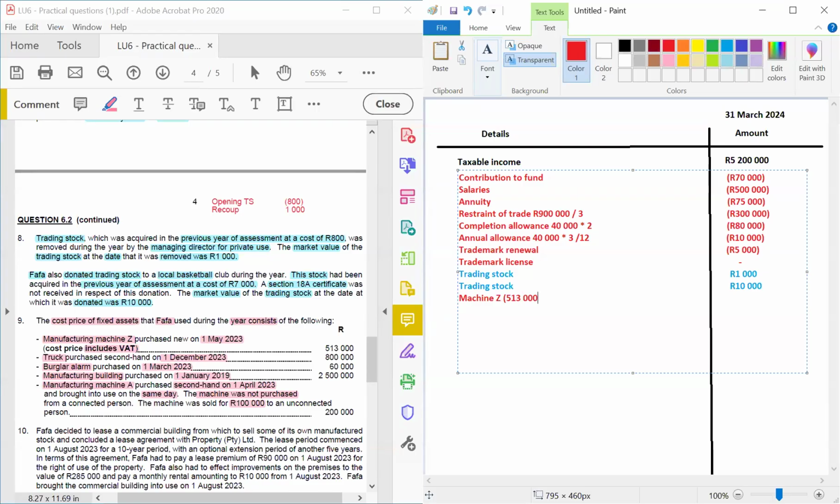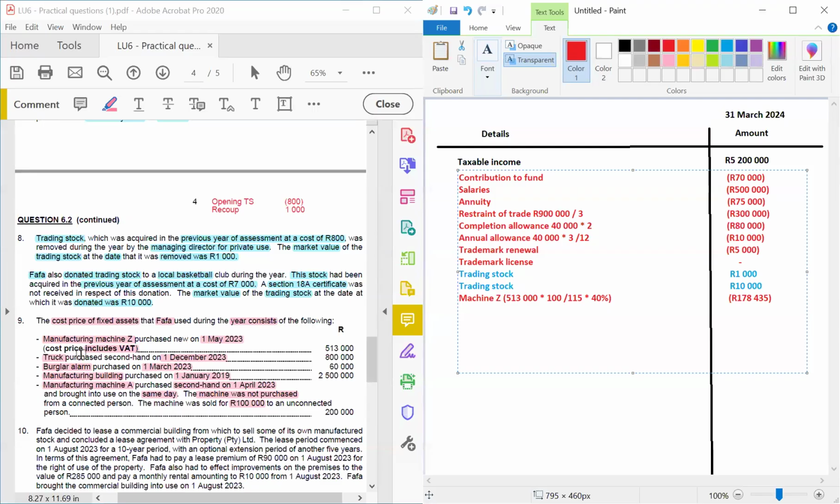513,000. We need to remove the VAT, multiplied by 100 over 115. And then only now we can multiply by 40%. And now what does this give us? Let's calculate. So this gives us a deduction of 178,435.